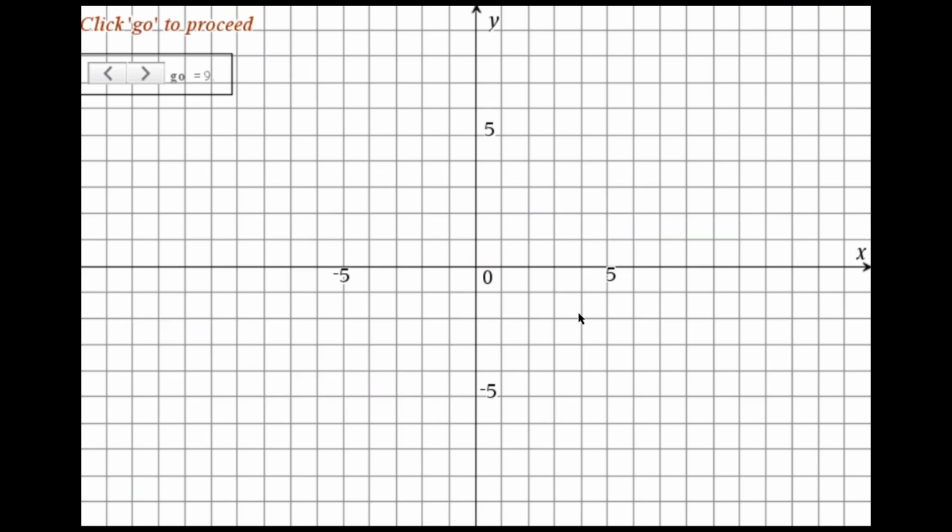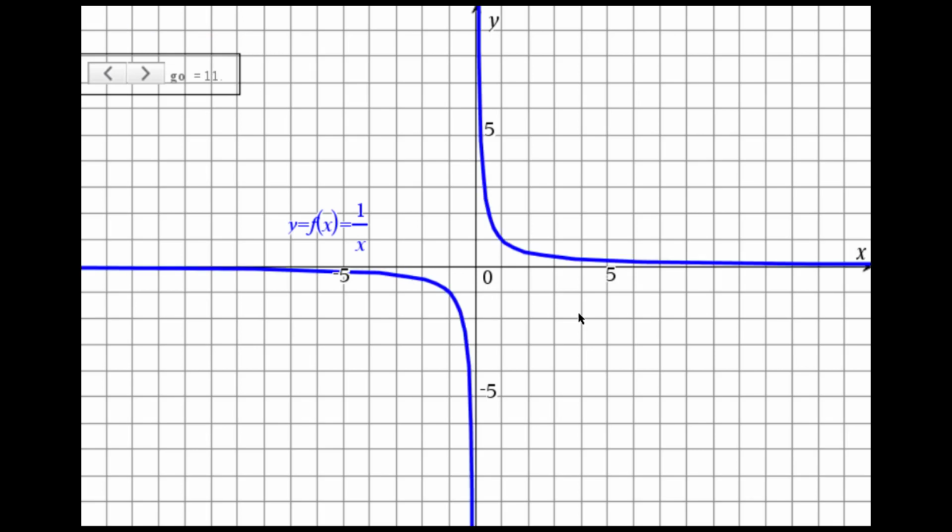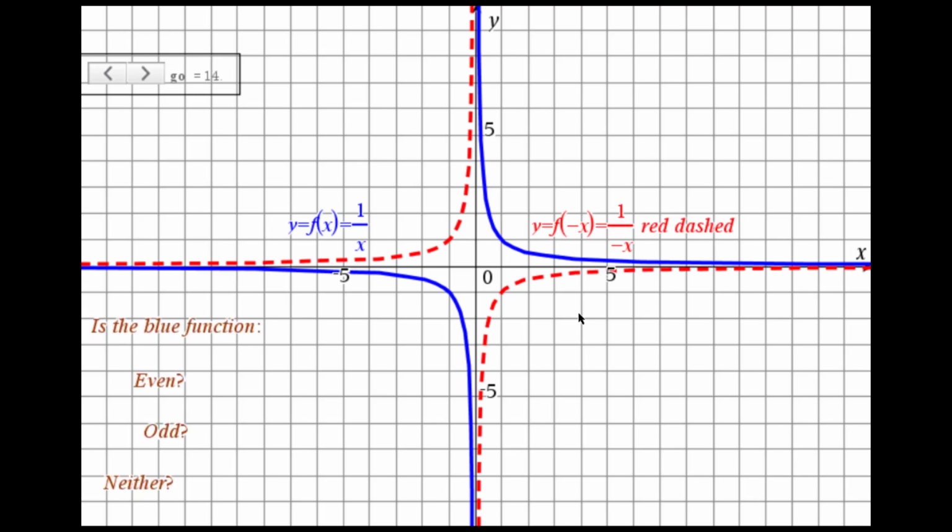Press pause at any time. The reciprocal function, we'll graph that in blue. f of the opposite of x, which is 1 over the opposite of x, is going to be red and dashed. And you can see those are not identical, so this is not an even function.